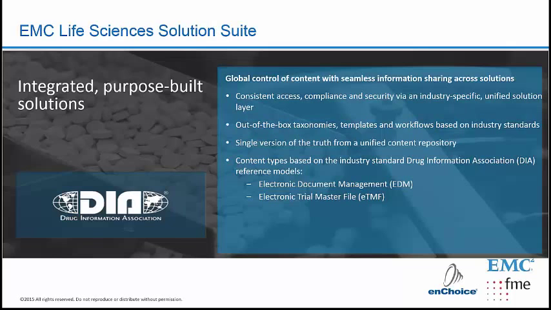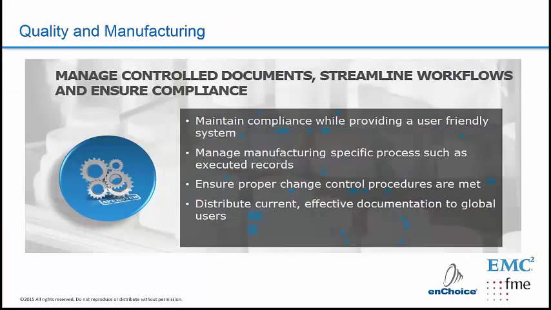So let's go to the next one. So quick highlights: quality manufacturing, really enabling to manage control documents, maintaining compliance, providing a user-friendly system, managing those manufacturing specific artifacts or processes such as executed records, ensuring proper change controls are met, distribute current effective documentation to global users. So again, this is highlights.